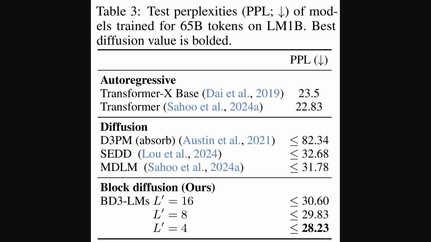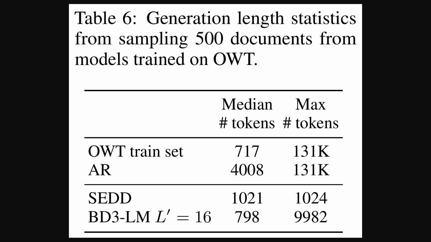Okay, so putting it all together, this table compares the final test perplexities on LM1B. We see the strong autoregressive scores around 23, and previous diffusion methods like MDLM reaching about 31.78. But look, their block diffusion model, particularly with L' equals 4, gets down to 28.23. This actually sets a new state-of-the-art for discrete diffusion models here, demonstrating the impact of the block structure and optimized training we've discussed.